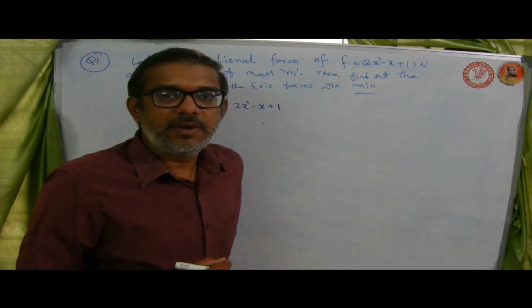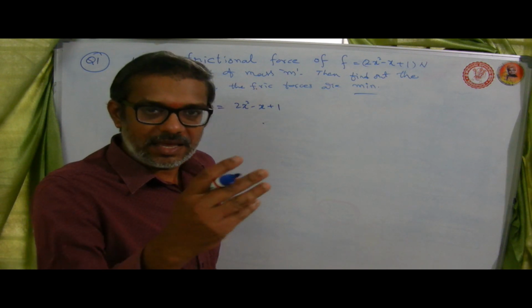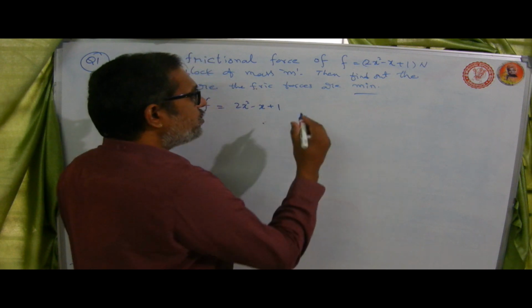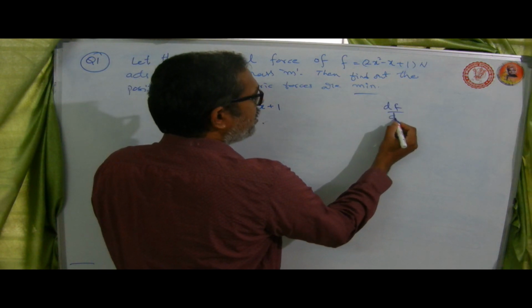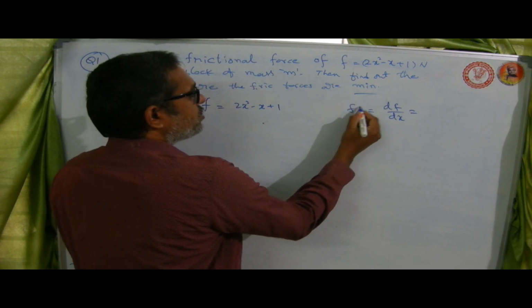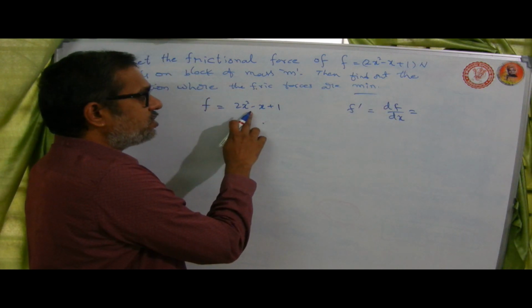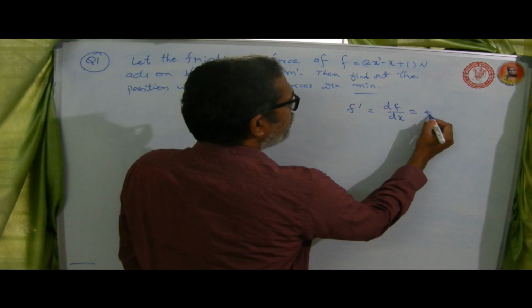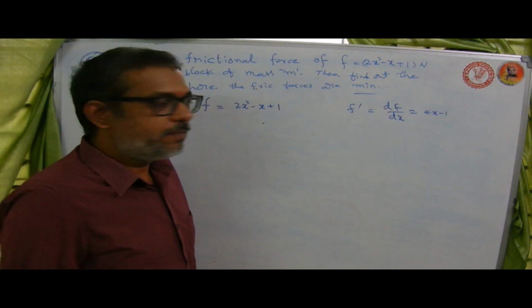Whenever a mathematical function is given and we are asked to find maxima and minima, definitely you have to take the first order differential of the function. So df by dx, the first order differential, is called F dash. Upon differentiating this function, we get 4x minus 1. This is the first order differential we have.